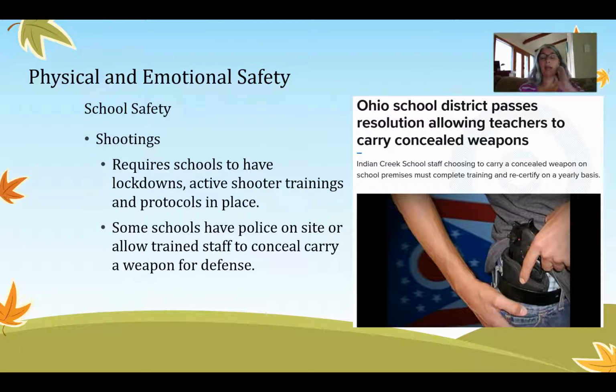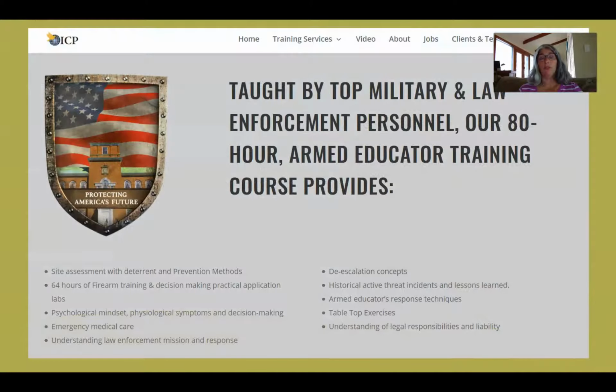Now, I'd like to point out, if they do have teachers or staff who are able to conceal carry, their training is much, much more advanced and difficult than the regular concealed carry course. And this is something that many Ohio schools have opted for. They have to go through a special kind of training. Their shooting has to be at the level of a state police officer, not just a concealed carry class.